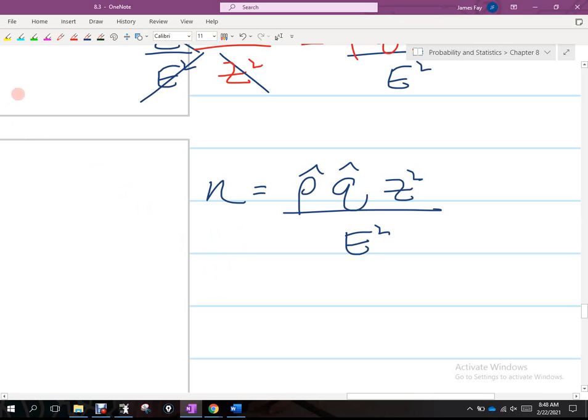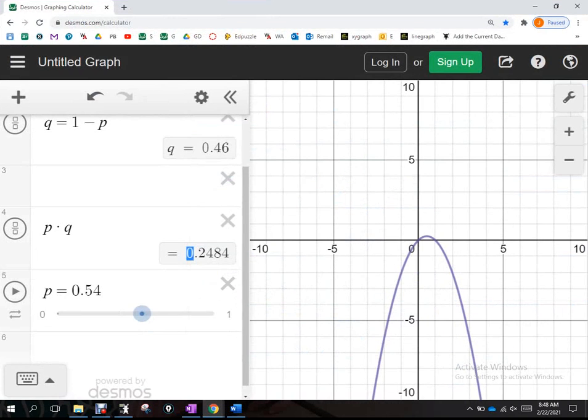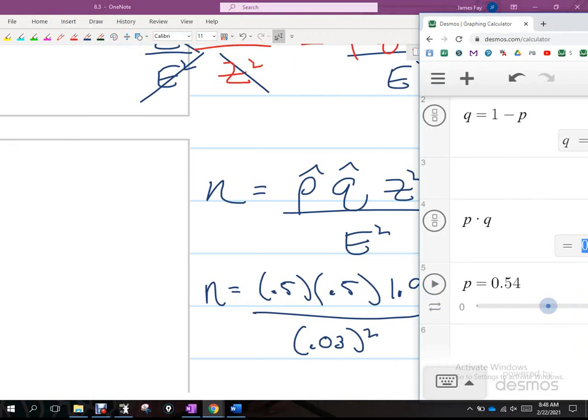So if I'm doing that last question, we said N is equal to, so I'm going to take P hat to be 0.5, Q hat to be 0.5. We wanted a 95% confidence level, so Z is going to be 1.96. And then my error, we said we wanted to be 0.03, 3%. If I square those, see what this would have generated.